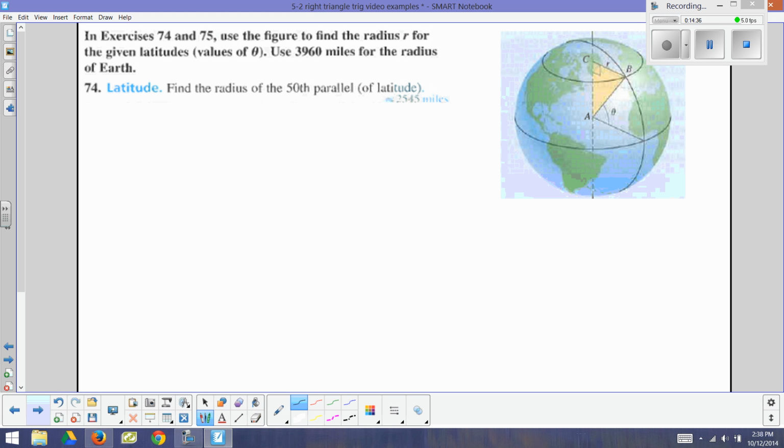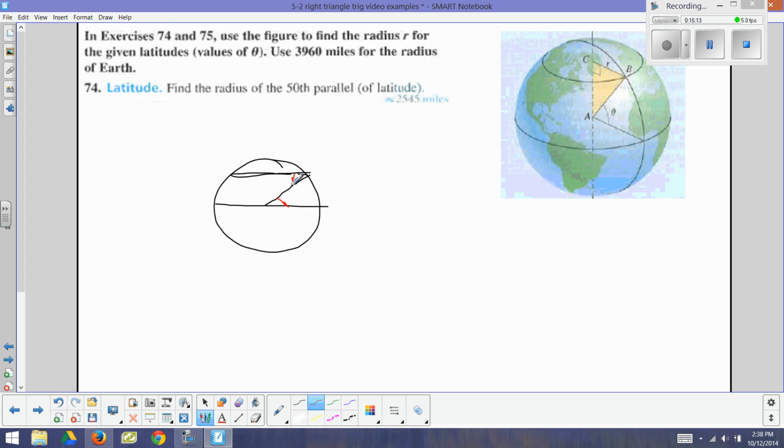74. Find the radius of the 50th parallel of latitude. Okay, when I'm doing this, I have the Earth here, and there's the equator, and I'm somewhere up here, so I'm just drawing it right there. So when I do that, that angle, if it's the 50th parallel, is 50 degrees. So this angle here is 50 degrees.